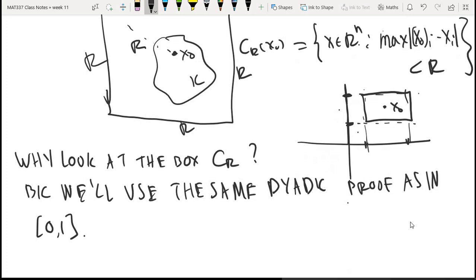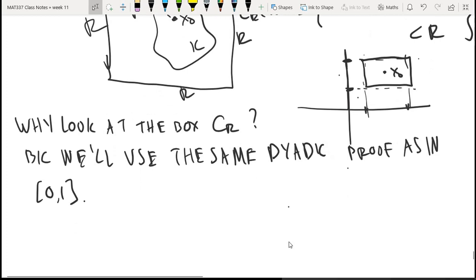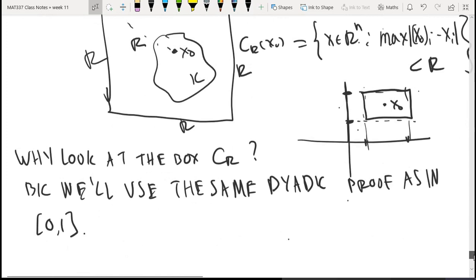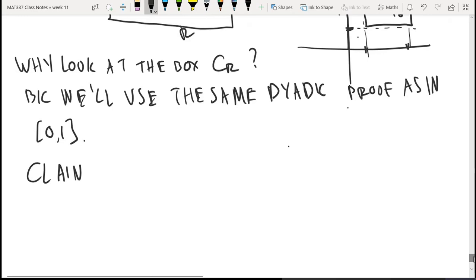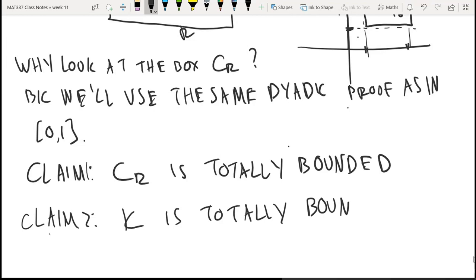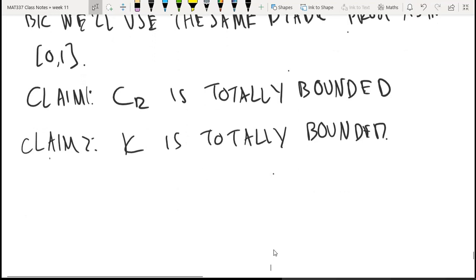So first, what are we doing here? We want to show K is totally bounded. We said there is a box big enough so that K is inside it. That's clear. Two claims. First claim, C_R is totally bounded. Then the second claim: this implies that K is totally bounded. Because the book proof is a bit confusing, let me give you a short argument for these claims. Let me do claim two first, and then we'll do claim one today and Thursday.